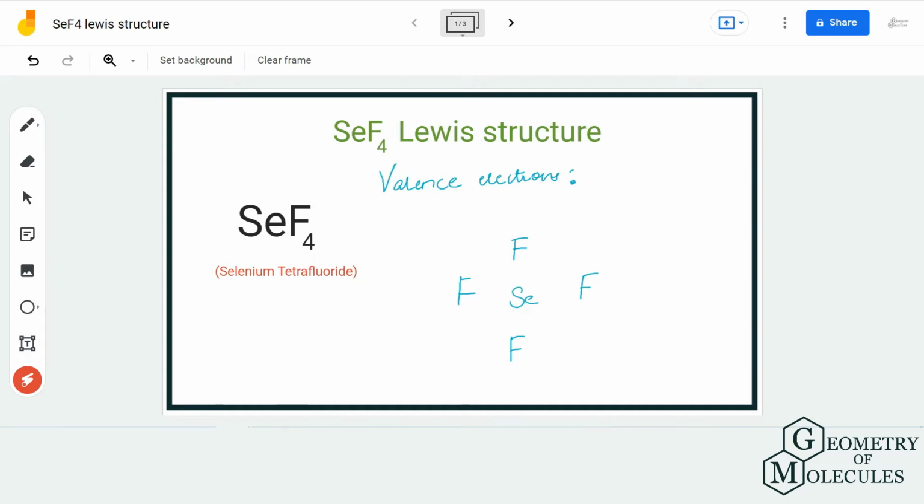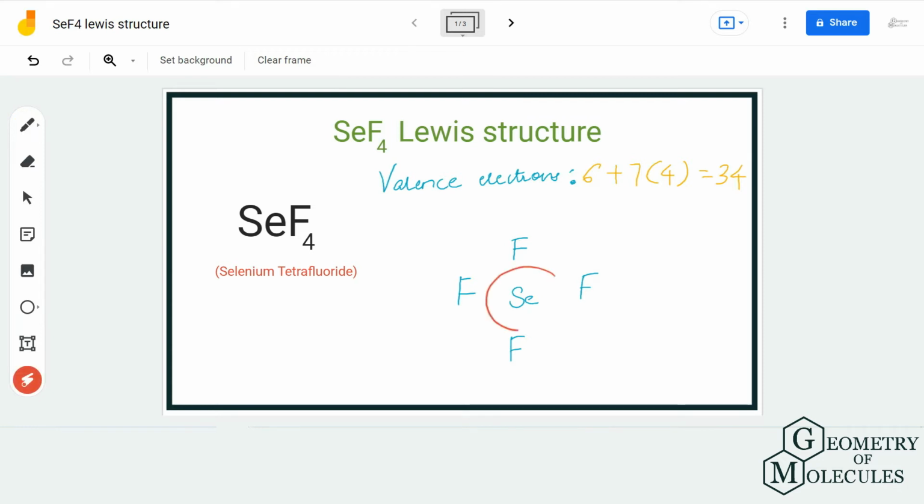In today's video we are going to determine the Lewis structure for selenium tetrafluoride. It is the chemical name for the formula SeF4. To find its Lewis structure, we are first going to find the total number of valence electrons. Here the selenium atom has 6 valence electrons in its outer shell and each fluorine atom has 7 valence electrons. We multiply this number by 4 as we have 4 fluorine atoms. As a result, we have 34 valence electrons for this molecule.